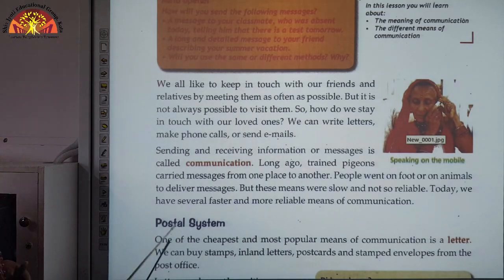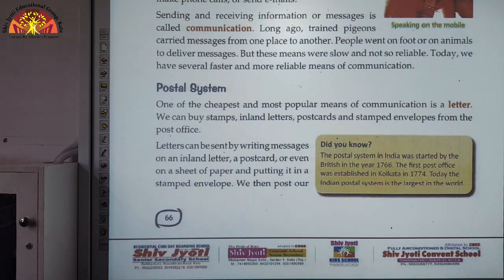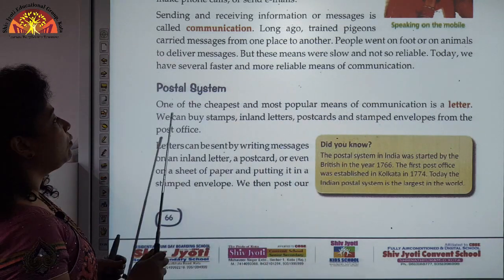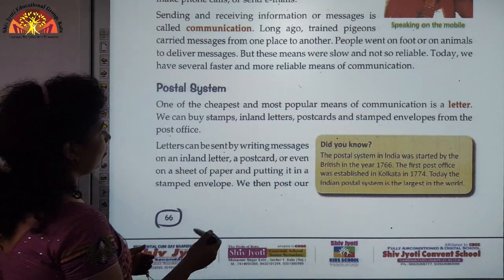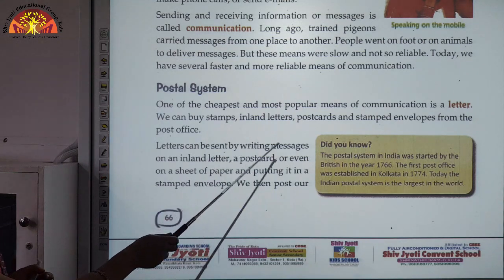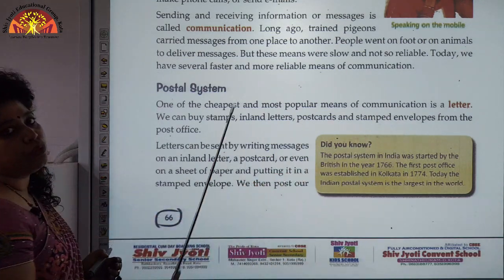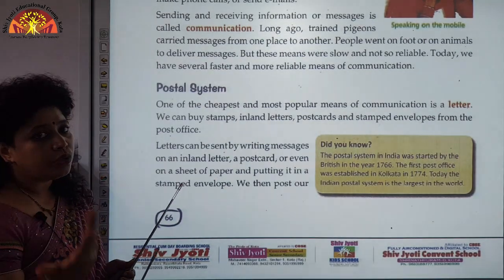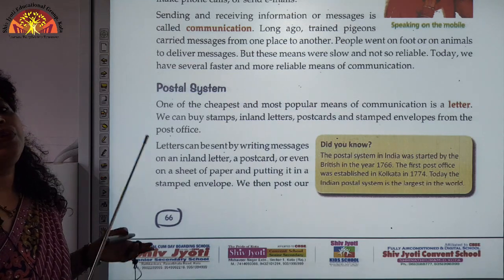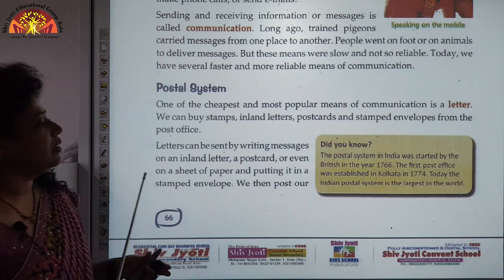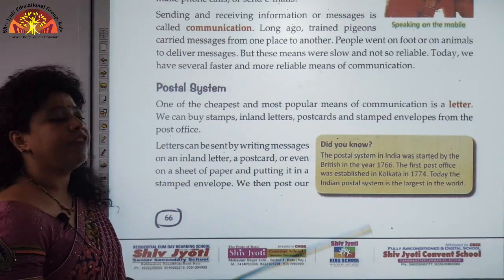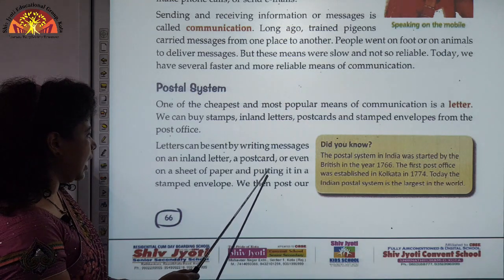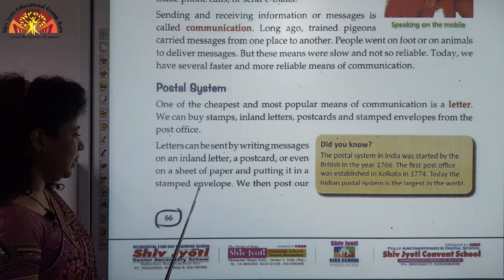Let us start with the postal system. One of the cheapest and most popular means of communication is a letter. What is used in the postal system? We use stamps, inland letters, postcards and stamped envelopes to communicate through letters. All these things are available in the post office. Once we go to the post office, you can send letters by putting the correct address, to different places, cities or even different countries. Letters can be sent by writing messages on an inland letter, a postcard or even a sheet of paper and putting it in a stamped envelope.